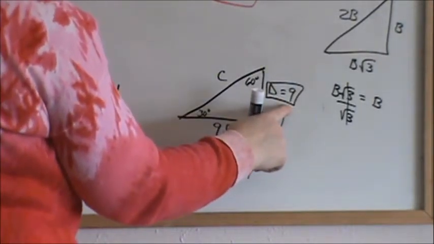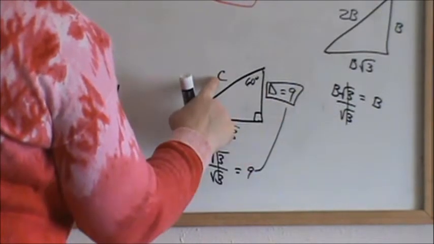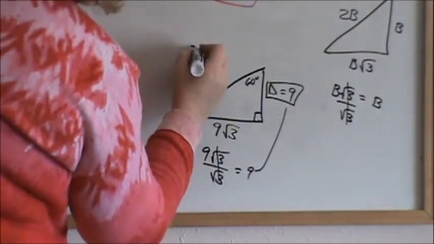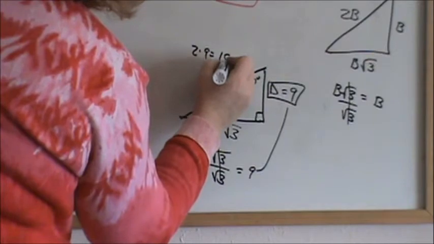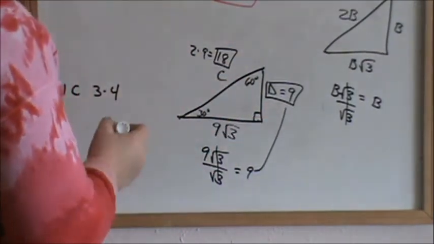Now that we know our short leg, our hypotenuse is 2 times the short leg, so therefore C would be 2 times 9, which is 18. And now we have all the sides of our 30, 60, 90 triangle.